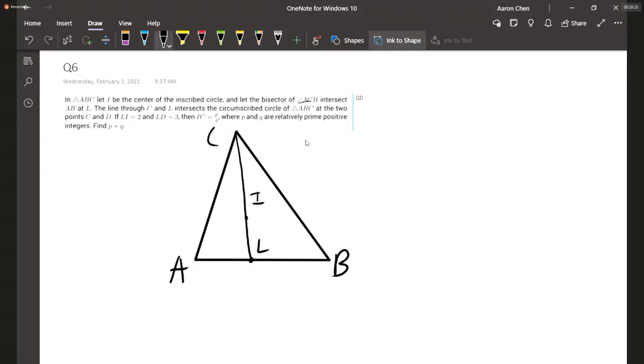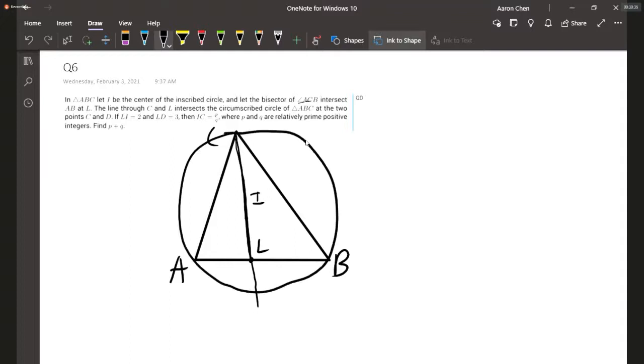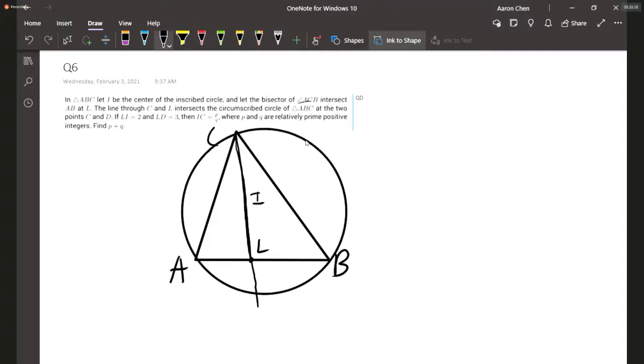And so the line through C and L intersects the circumscribed circle of ABC at points C and D. So now we draw the circumcircle. And the second intersection is point D. And so now you're given that LI is equal to 2 and LD is equal to 3. And so you want to find the distance of IC.